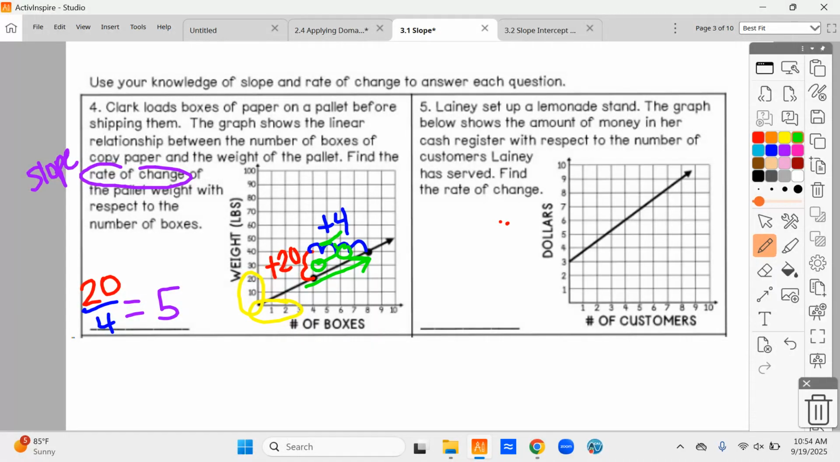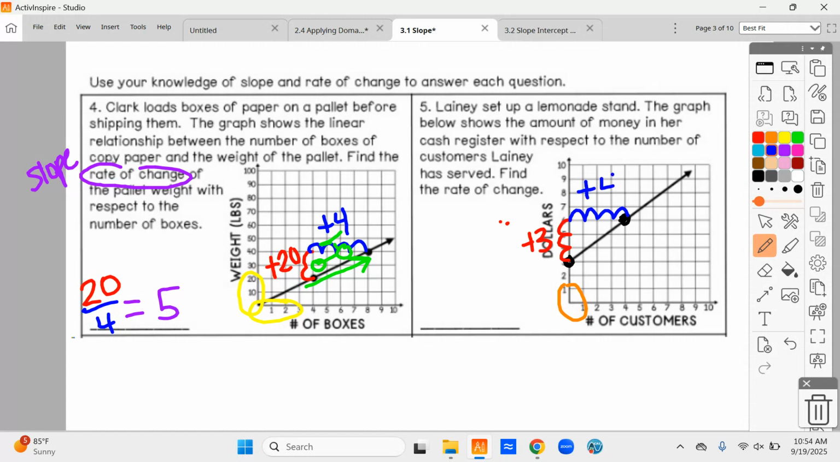All right, Lainey set up a lemonade stand. The graph below shows the amount of money in her cash register with respect to the number of customers Lainey has served. Find the rate of change. Now, when I recognize my x and y axis, I see they're both jumping by 1s. So I just have to place two perfect points. I see one here on my y-axis, and I see another one here at 4, 6. So I'm going to go up 1, 2, 3, and I'm going to go over 1, 2, 3, 4.